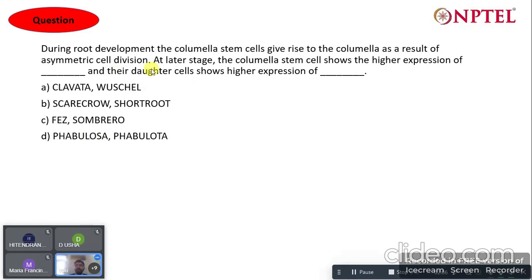So during root development, the columella stem cells give rise to the columella as a result of asymmetric cell division. At a later stage, the columella stem cells show higher expression of a protein, and their daughter cell shows higher expression of the other protein. So here are the lists, and can anybody take a guess? Option C, Fez and Sombrero. Okay, any more guesses?